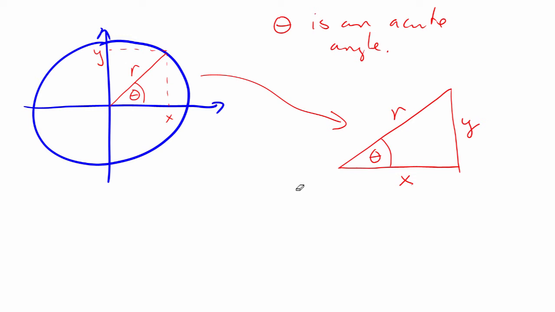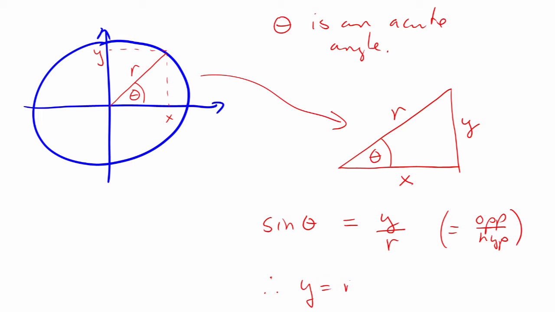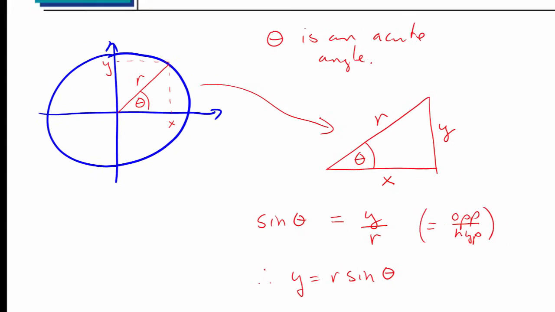Now you probably recall from your study of trigonometric functions in high school that we can write the sine of this angle theta in terms of these quantities on the edges of this triangle. In particular, the sine of the angle theta is equal to the opposite over the hypotenuse. That's the opposite over the hypotenuse. And therefore, y is equal to r sine theta, as we saw on the previous slide.